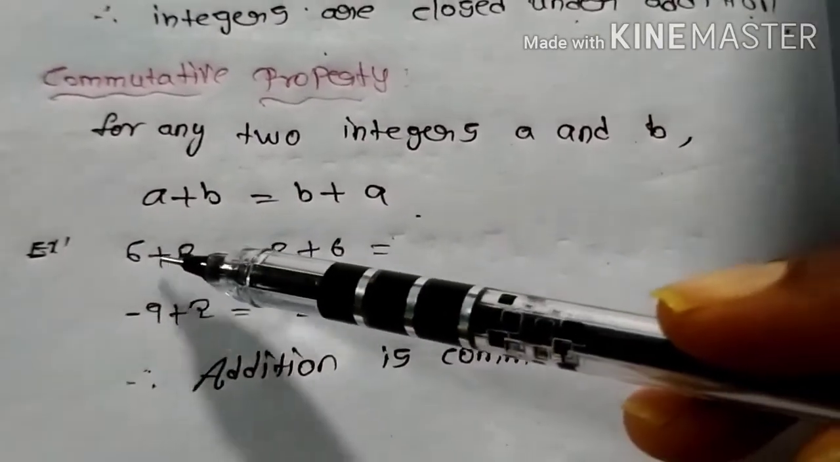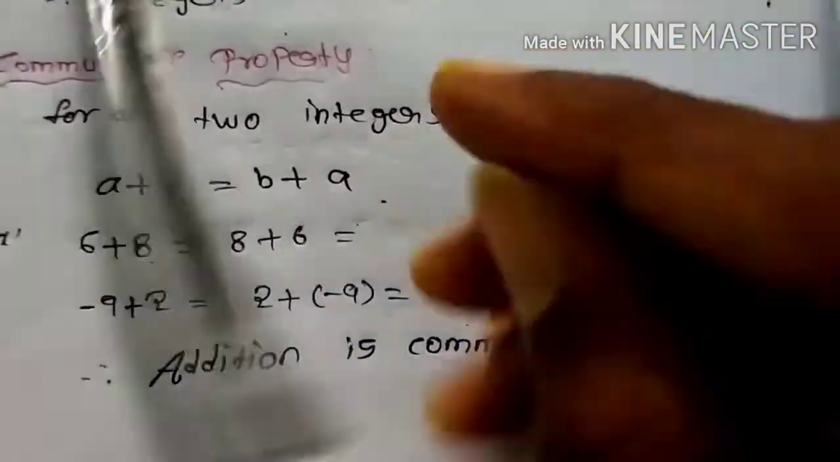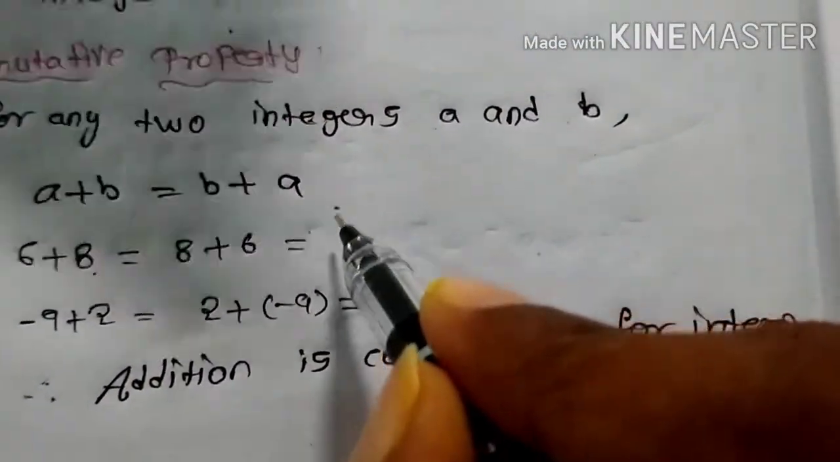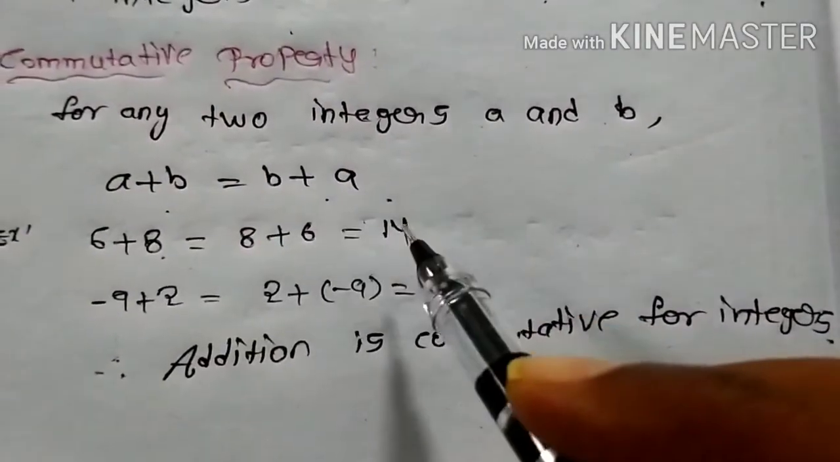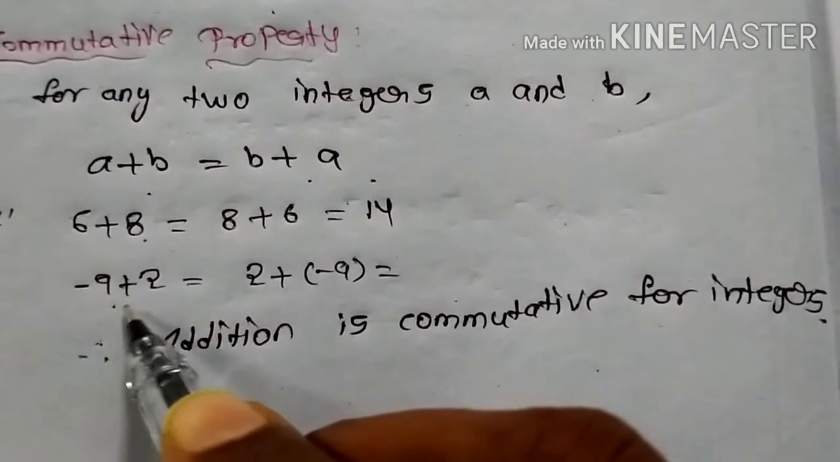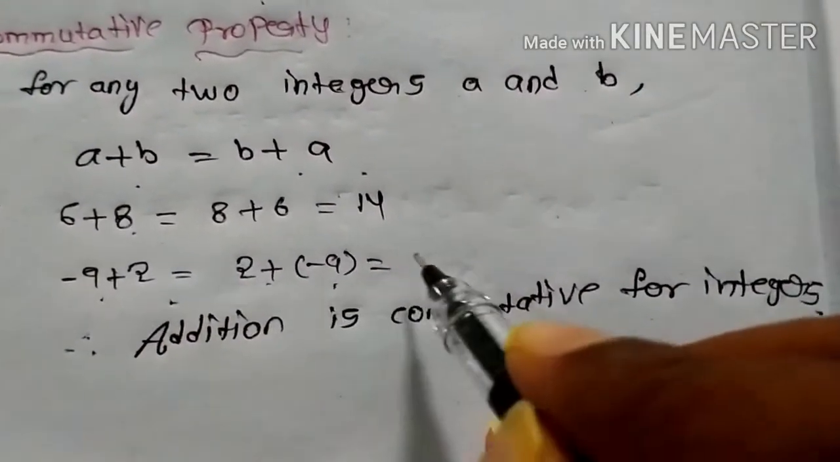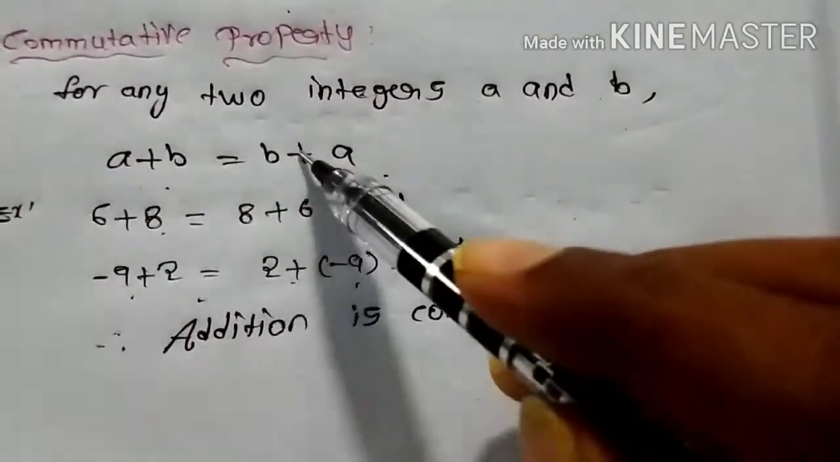See, I am taking an example. 6 plus 8 how much? 14. 8 plus 6 how much? 14. That means a plus b is equal to b plus a or not? Yes. In the similar way, minus 9 plus 2 how much? Minus 7. 2 plus minus 9 how much? Minus 7. That means, have you observed, a plus b is equal to b plus a?